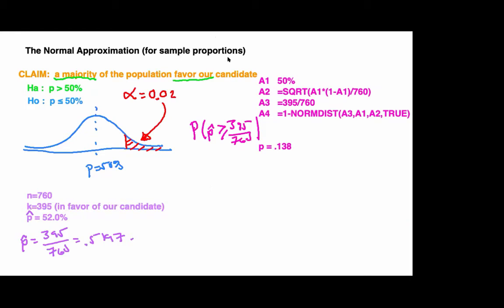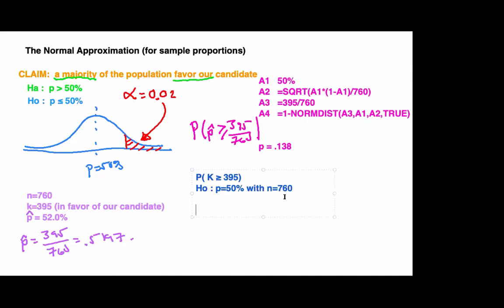Let me do it in blue here. So now I want to ask, what's the probability of getting k greater than or equal to 395, given what we know about our population? In other words, that we took samples of size 760 and we're hypothesizing a proportion of 50%. Technically in this case, my hypothesis is probably better written as equal to 50%, because I can't really do a less than or equal to. But this is the information that I'm taking from my null hypothesis to do this calculation.